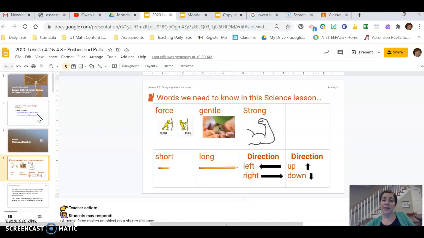Okay, so here's our science vocabulary words. A force can be a push, a pull, a kick, a hit, anything that puts something in motion. So that's what a force can be. You could have a gentle force, which is very soft, or a strong force, which is a little bit harder. When we talk about force, we talk about distance. Did it go short or did it go long? How far did it go? We can also talk about direction. Did it go left or right? Did it go up or down?